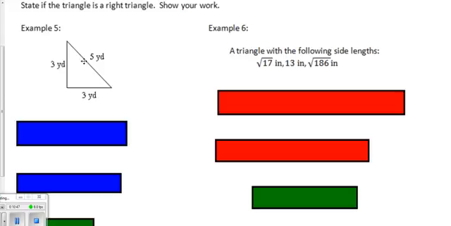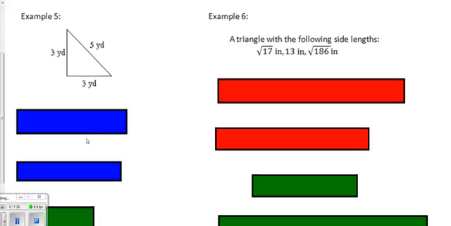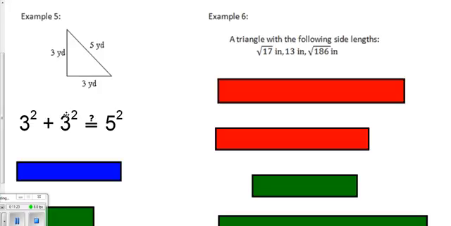So, for example 5, if our triangle looks something like this, and we know that this is 3 yards, this is 3 yards, this is 5 yards. Now you can do this in real life. You can take a board that is 3 yards long, so that's kind of a long board. So one that's 3 yards, one that's 3 yards, and one that's 5 yards, and put them end to end like this, and see if it does actually make a right triangle. Now, what we're doing is just taking the numbers. Instead of actually putting the boards together, we're just going to see with just the numbers if it would actually make a right triangle. So we plug those in.